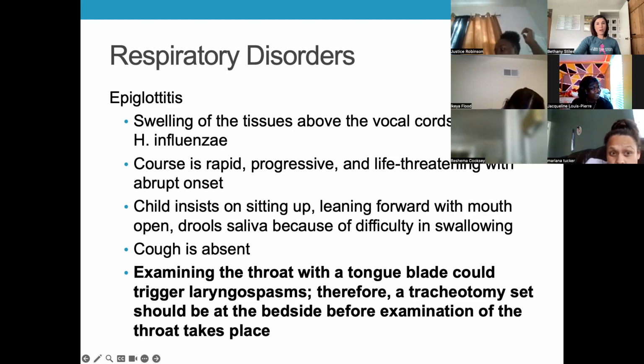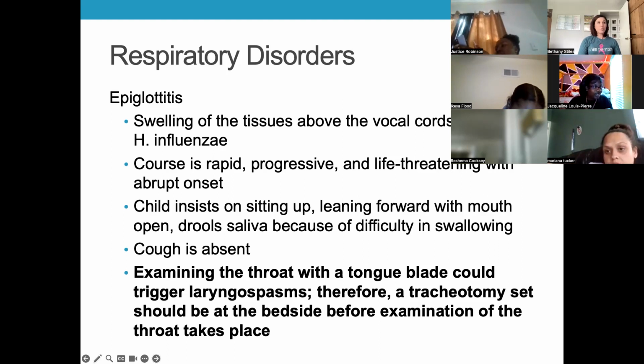It's going to have a rapid onset. The course progresses very quickly and becomes life-threatening. The child's going to insist on sitting up and leaning over with their mouth open so that they can drool because they can't swallow their saliva. They also won't be able to cough.